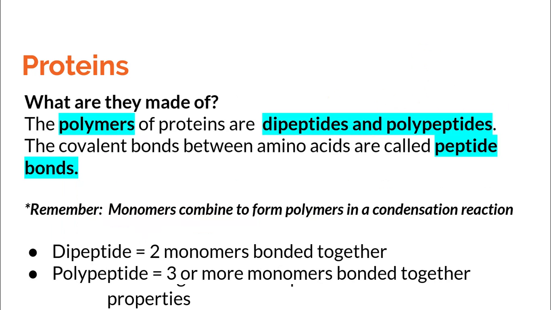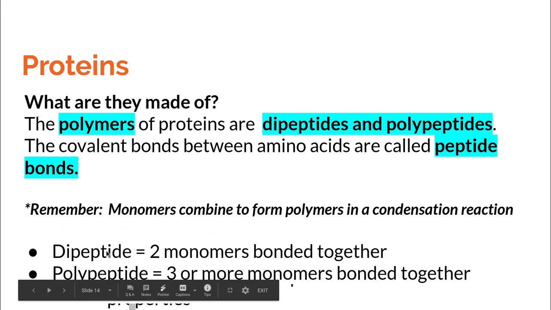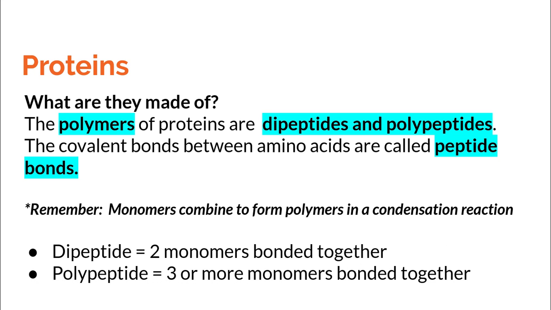So we talked about monomers of proteins. Those are amino acids. But what are the polymers? So we have 2 options here. Dipeptides. So remember, di means 2, and polypeptides, which means many. So we can have dipeptides, which are 2 amino acids bonded together, or polypeptides. And that's when we have 3 or more of these amino acids bonded together.